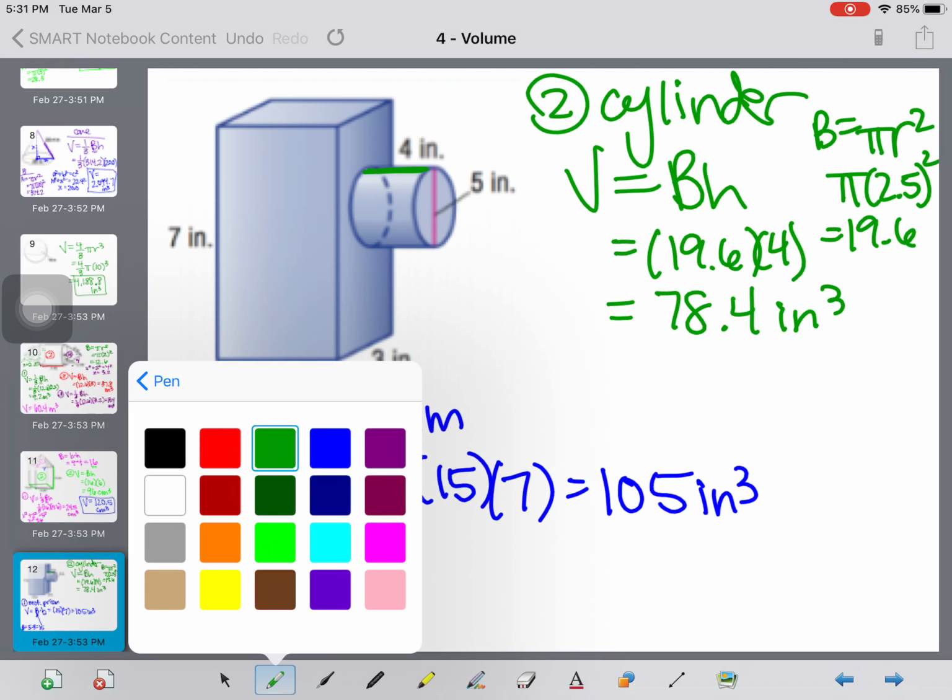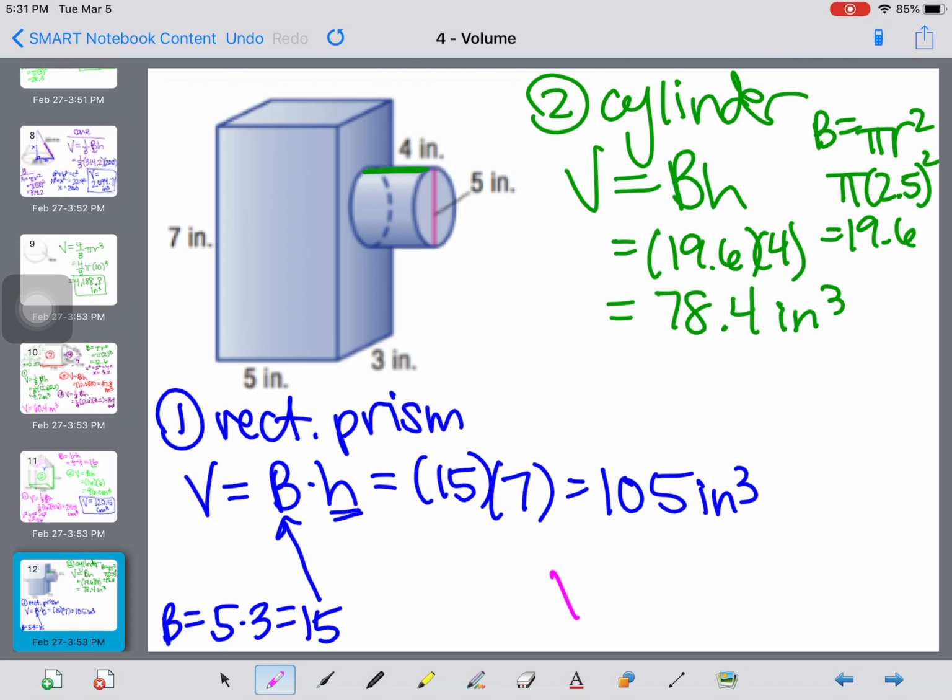Last but not least is your total volume. So you will add 105 and 78.4 together, and you get 183.4 inches cubed.